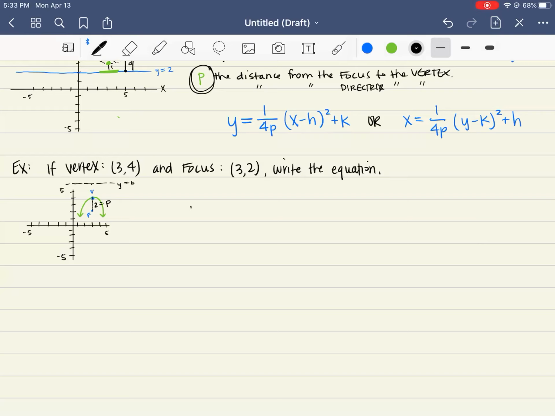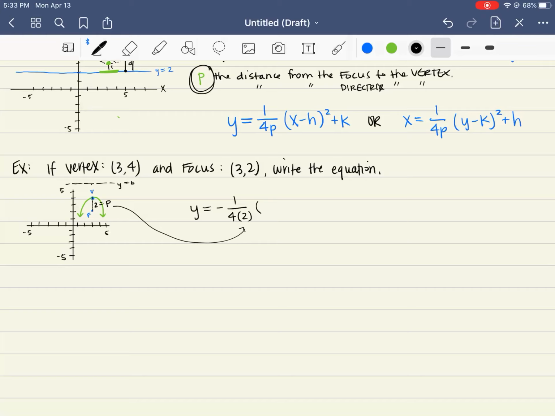All right, we're writing our equation. So we're going to start with y is equal to, now it's opening down, so I'm already going to put a negative right there. I just know that that's already a negative. And I'm going to put 1 over 4 times p. Again, here's your p-value that you're putting in there, so the p-value is 2. And then everything else comes off of my h and my k from my vertex.